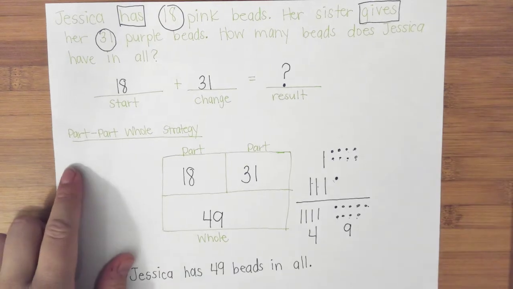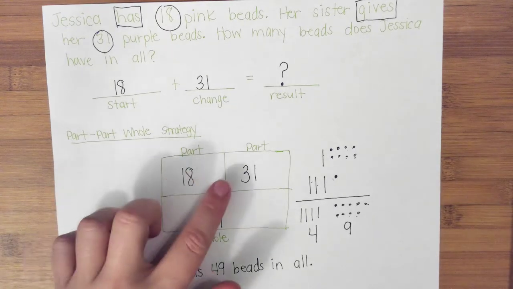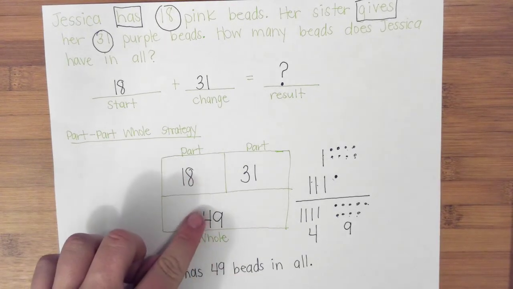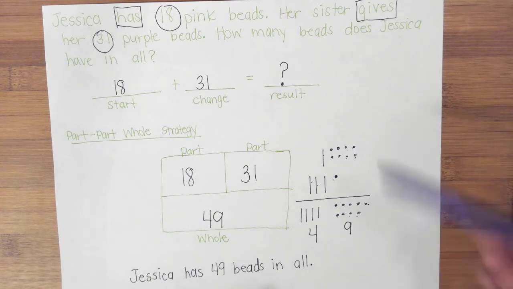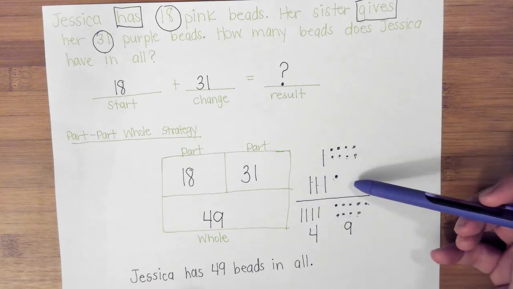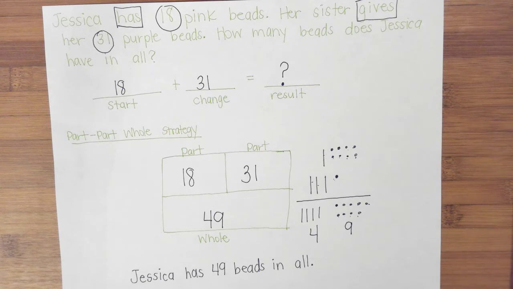So that is another strategy called part, part, whole, where you take the two parts and you add them up to get the whole. And like I said, I use the drawing to help me, but you could also use the decomposing of breaking 18 and 31 into their places and making expanded form. It is up to you, but I hope today that you practice this part, part, whole, and that you become an expert in it and helping you to choose which strategy you like to use best.